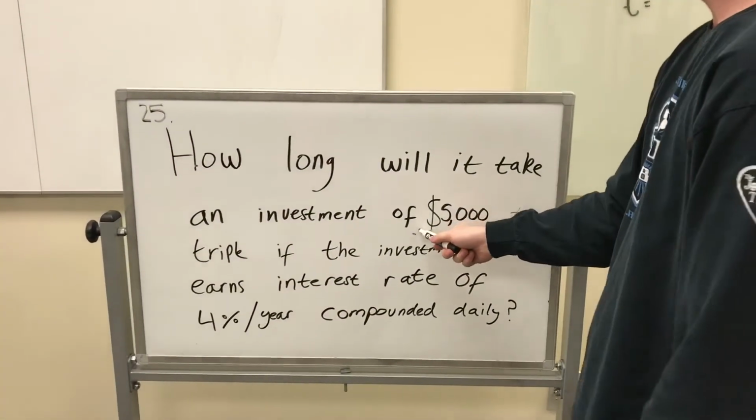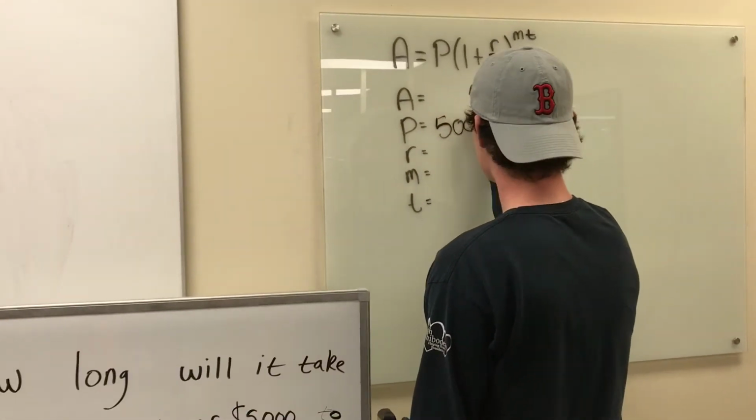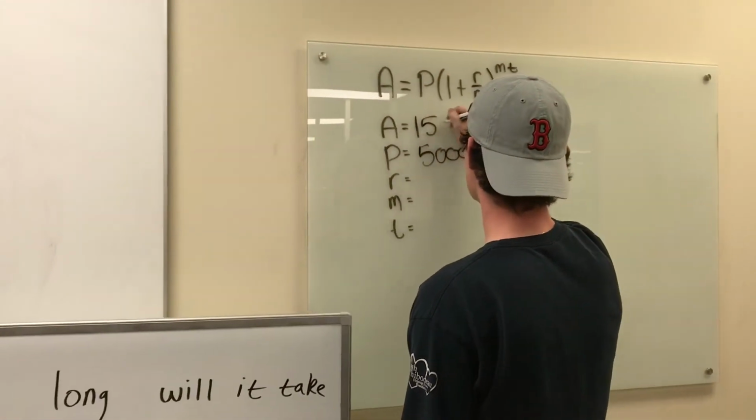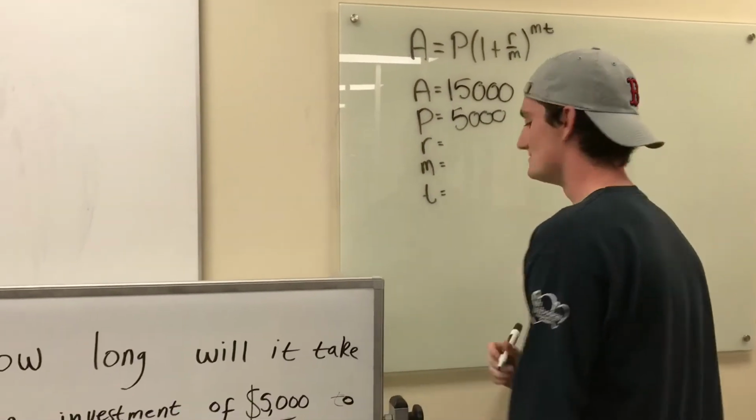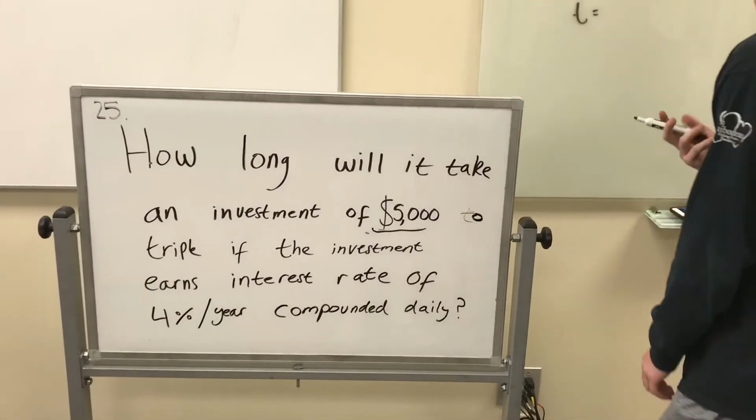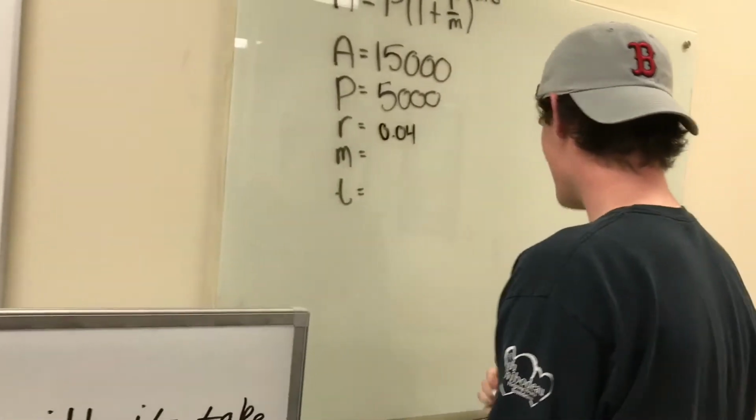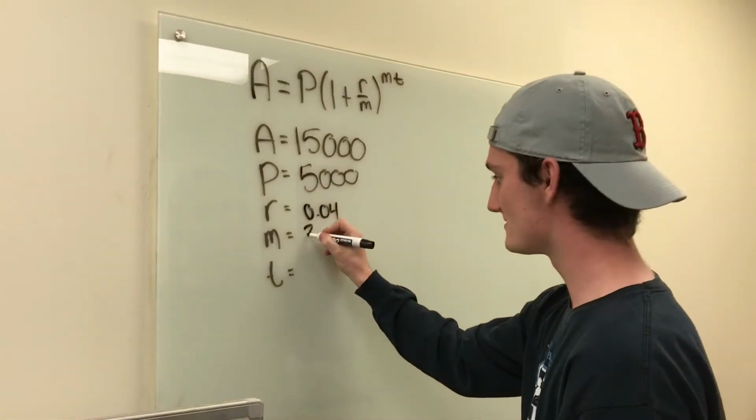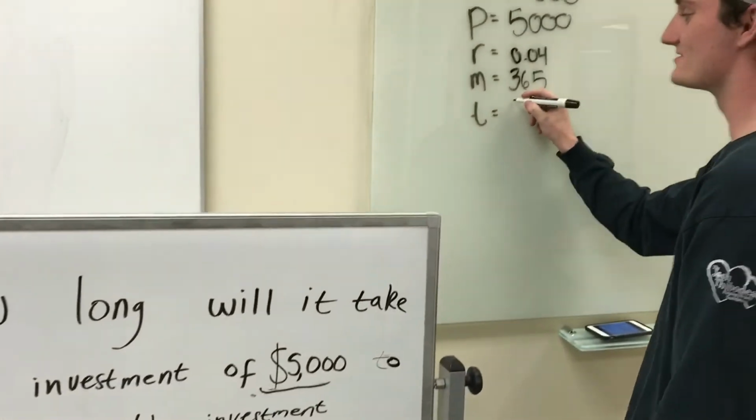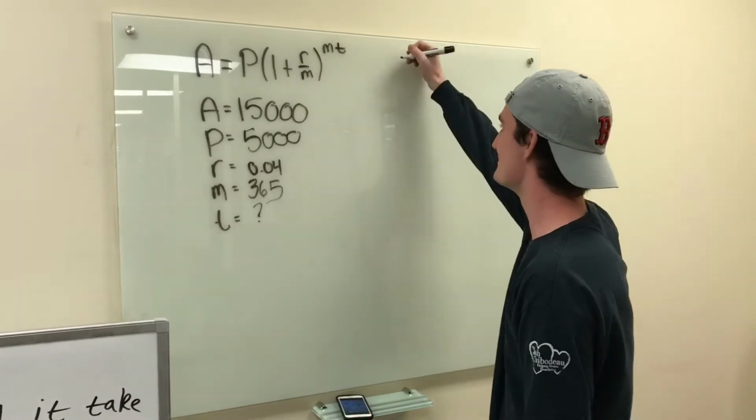So P, the principal amount, is 5,000. And then our goal is to triple it, so that makes A 15,000. And then the nominal interest rate is 4%, which is 0.04. And it's compounded daily, so that's 365. And we're trying to solve for T. We need to plug these into the equation.